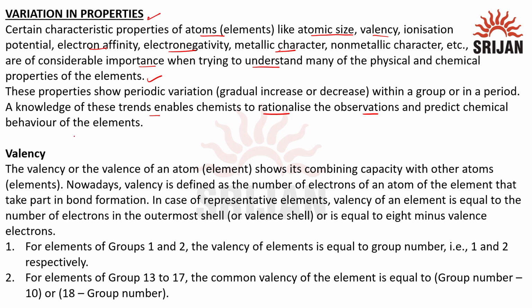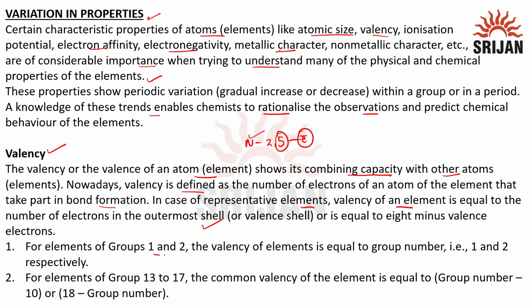Now talking about the first property, that is the valency. So what is valency? The valency of an element shows its combining capacity with other atoms or elements. Nowadays, valency is defined as the number of electrons of an atom of the element that take part in the bond formation, right? In case of representative elements, the valency of an element is equal to the number of electrons in the outermost shell. For example, if we talk about the valency of nitrogen, it has electronic configuration 2 and 5. So here 5 electrons are in the outermost shell, therefore the valency of nitrogen will be 5, right?